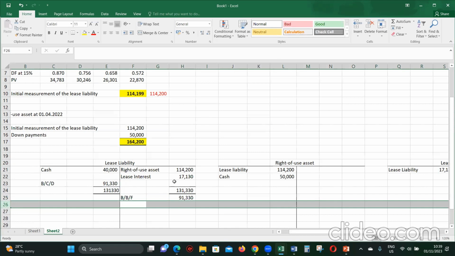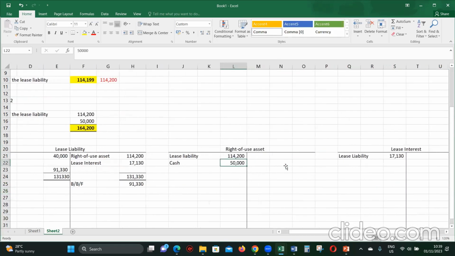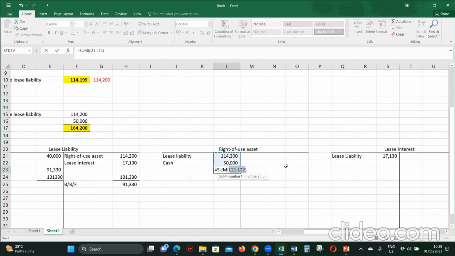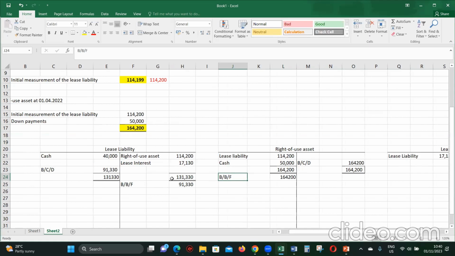And then what happens to the right of use asset? Do we make any changes? No, it's the same. So 164,200, 164,200. This is balance carried down, this is balance brought forward. There are no changes happening to the right of use asset. It will continue till the lease period ends. This is how you record the initial transactions.